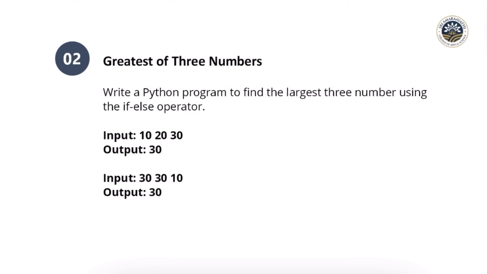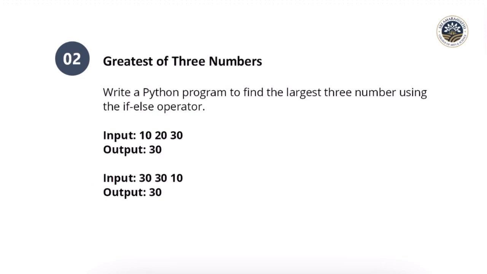The question is: you need to write a Python program to find the largest of three numbers using the if else operator. If you get the input 10, 20 and 30, the output should be 30. If you get 30, 30 and 10 as input, you just need to print the output as 30. In this second test case, most people fail to code properly.